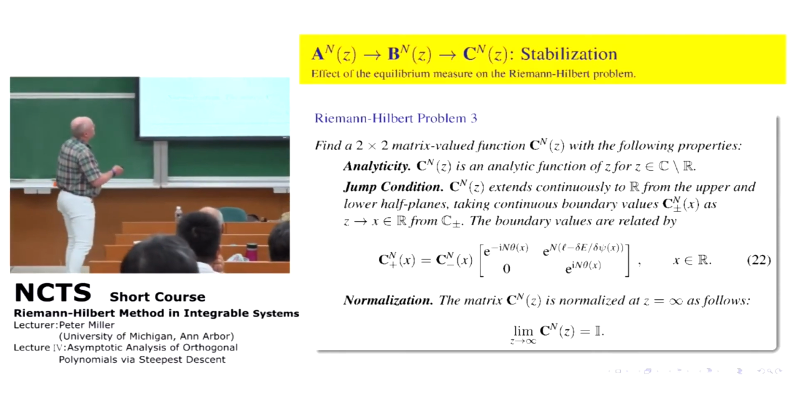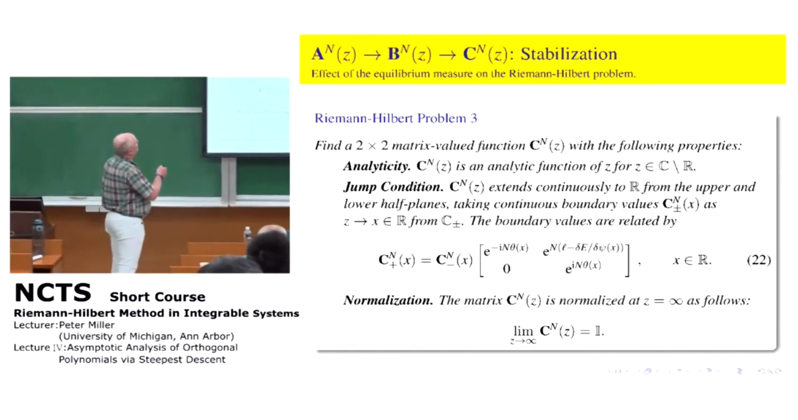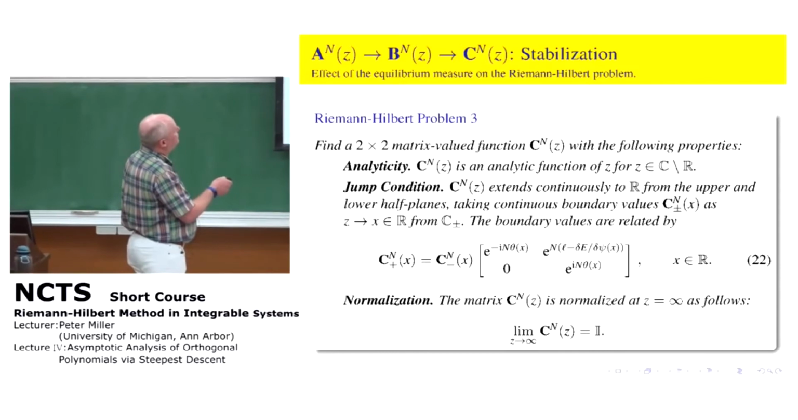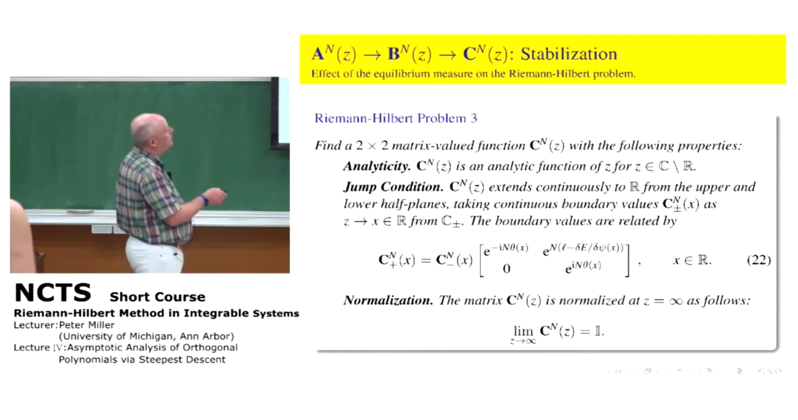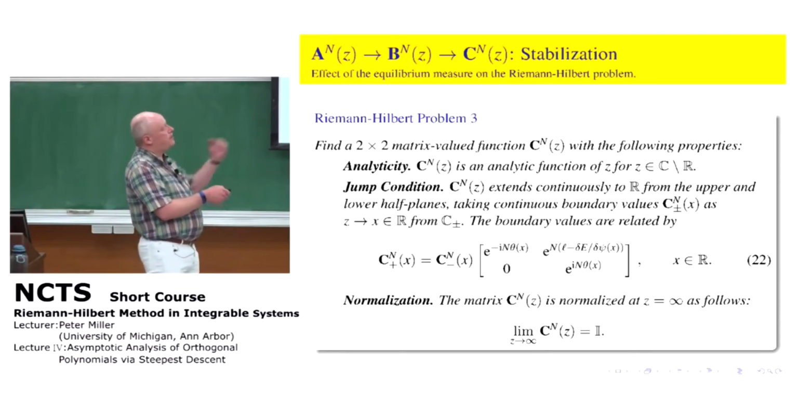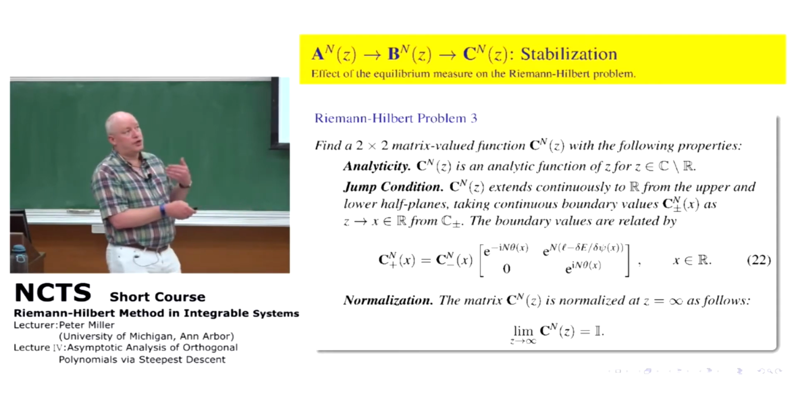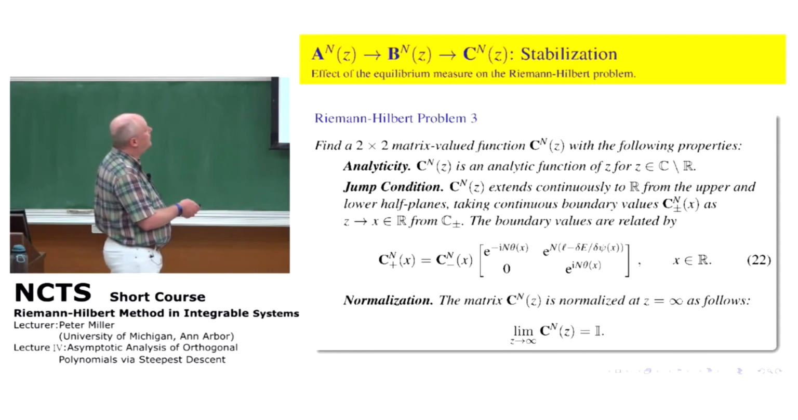So we've arrived at this C. So these steps I've had up here the whole time. That A to B to C, I think of that as a stabilization step. So we're somehow trying to stabilize the Riemann-Hilbert problem, and the claim is that by putting in this equilibrium measure and then factoring off this L, as it appears up here, that has had the effect of stabilizing our Riemann-Hilbert problem in the sense of controlling things as n goes to infinity.